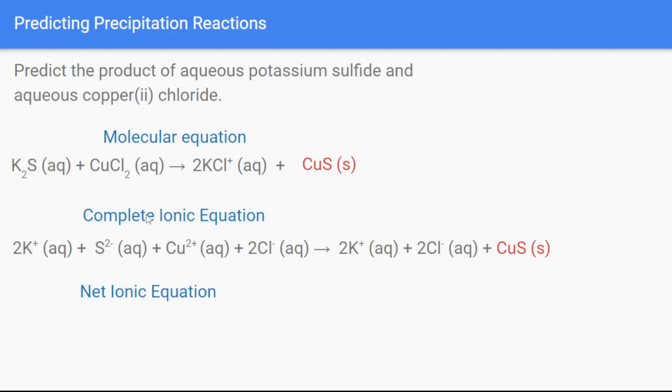So how about another version of this? We have this thing called a net ionic equation, which only shows the ions involved with the reaction. So instead of including all the ions, we only include copper and sulfide. So sulfide plus copper yields solid copper 2 sulfide. Okay, hopefully that helps.